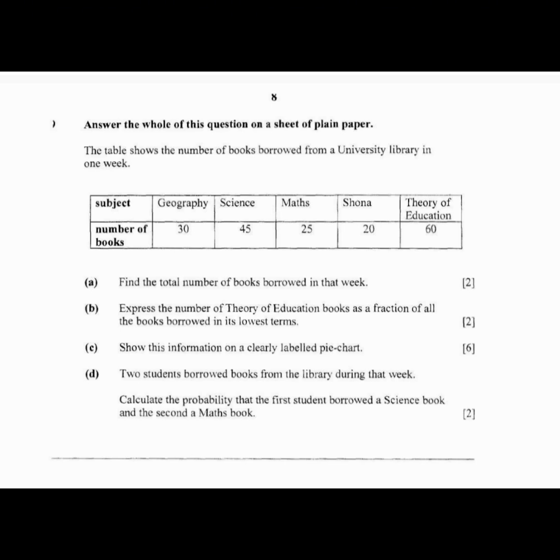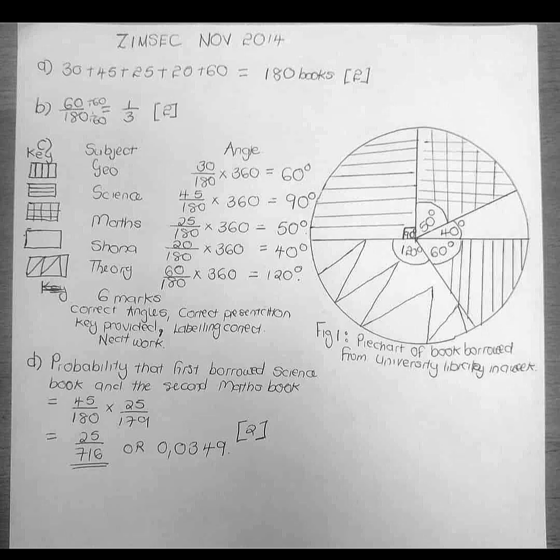So the number of theory of education books that were borrowed, there were 60 out of a total of 180. We are going to reduce it to its lowest terms by dividing both the numerator and denominator by 6, so that our final answer is going to be 1 over 3. And then on part C, it is saying show this information on a clearly labeled pie chart, 6 marks. So you need to understand all the steps that need to be followed for you to get all the 6 marks. The first step is of calculating the angles.